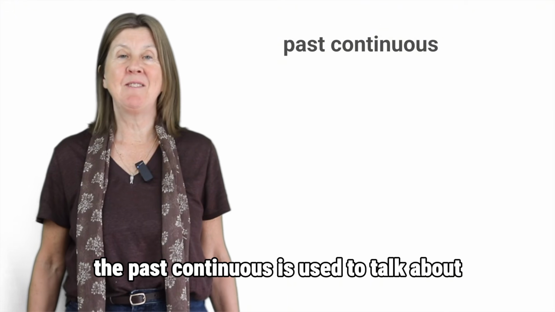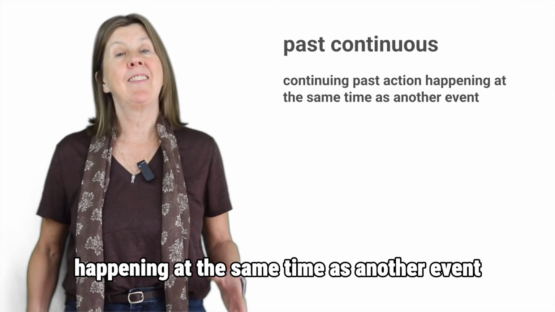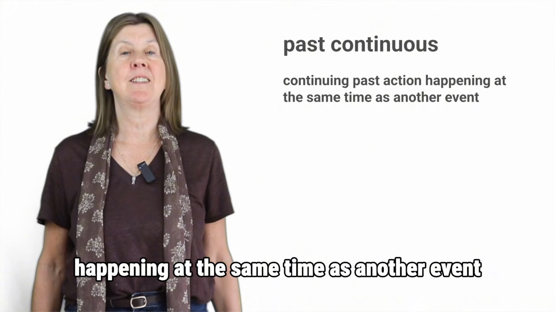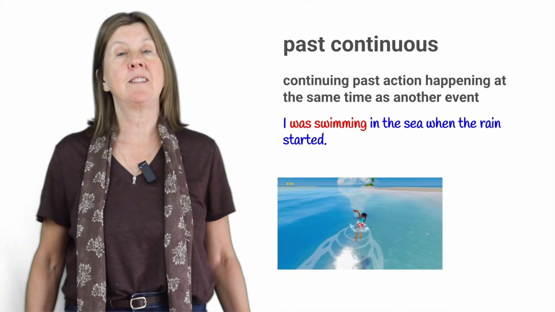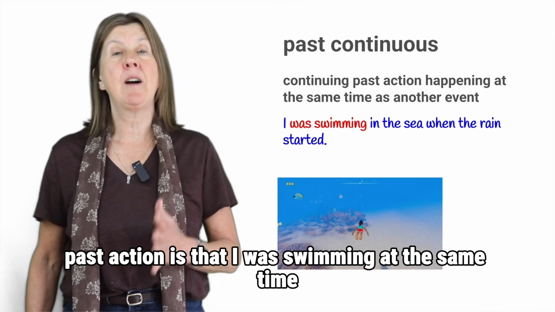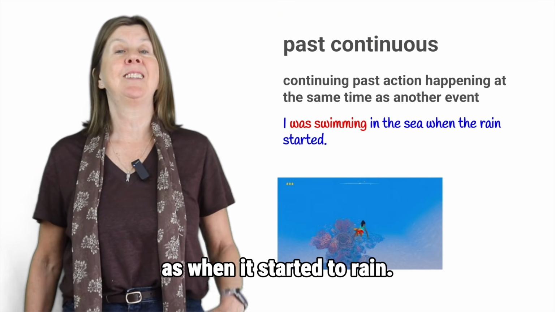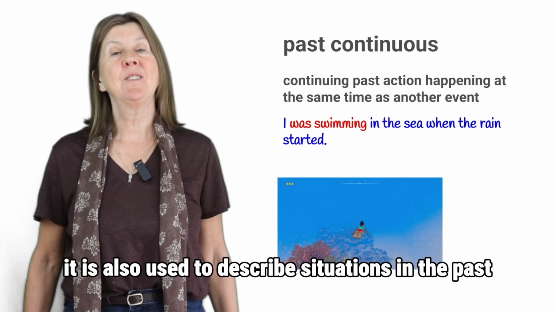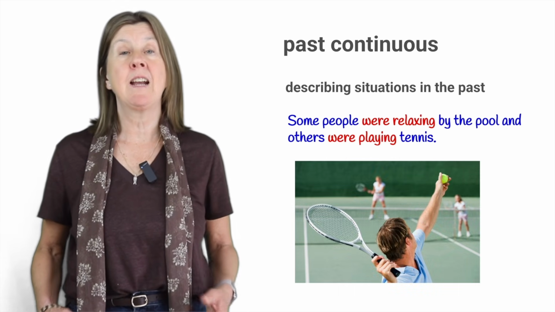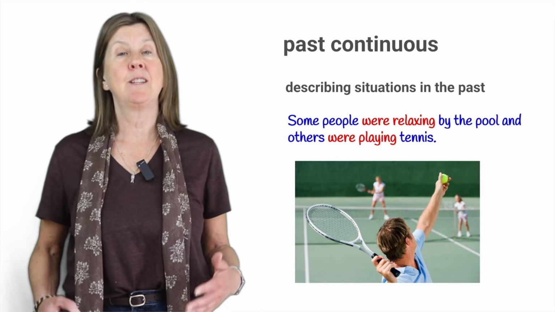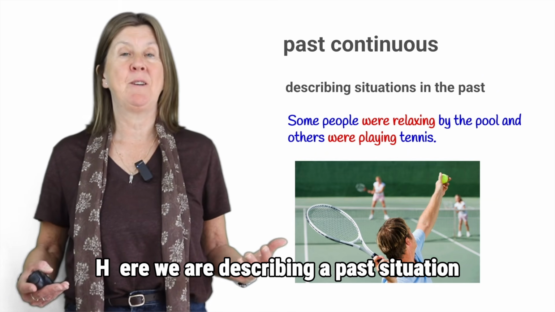The past continuous is used to talk about continuing actions happening at the same time as another event. For example, I was swimming in the sea when the rain started. So the continuing past action is that I was swimming at the same time as when it started to rain. It is also used to describe situations in the past. For example, some people were relaxing by the pool and others were playing tennis. Here we are describing a past situation.